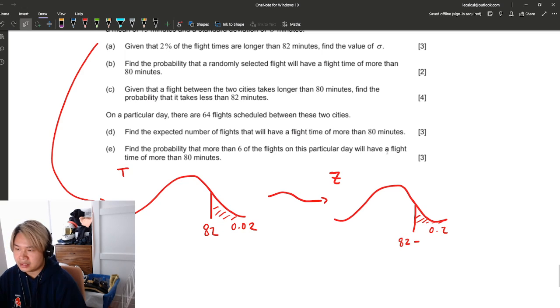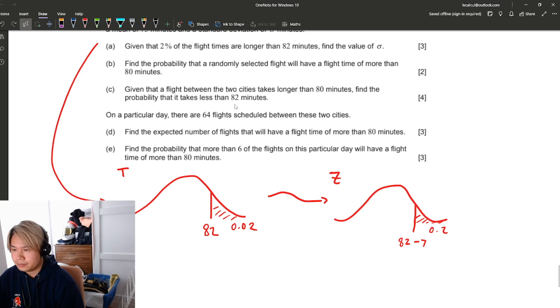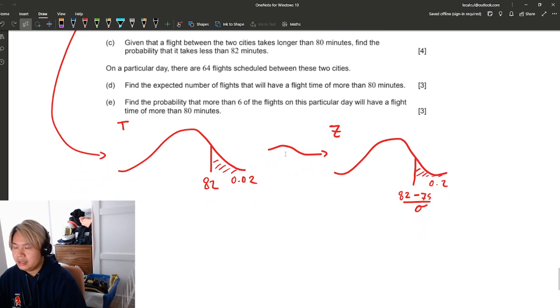And then this is always the formula to transform the Z scores. You take your boundary, you subtract the mean, which in this case is 75, and then you divide by the standard deviation. Now the reason we do this is we can use a calculator to actually give us the value of the Z score using inverse norm.